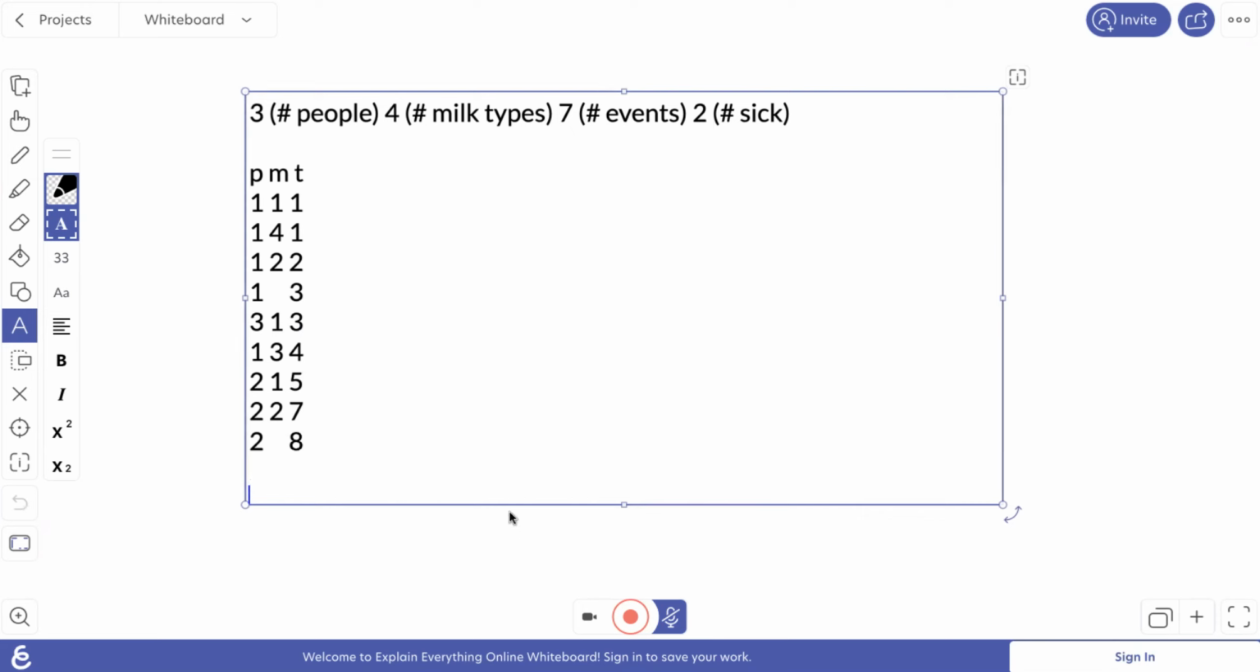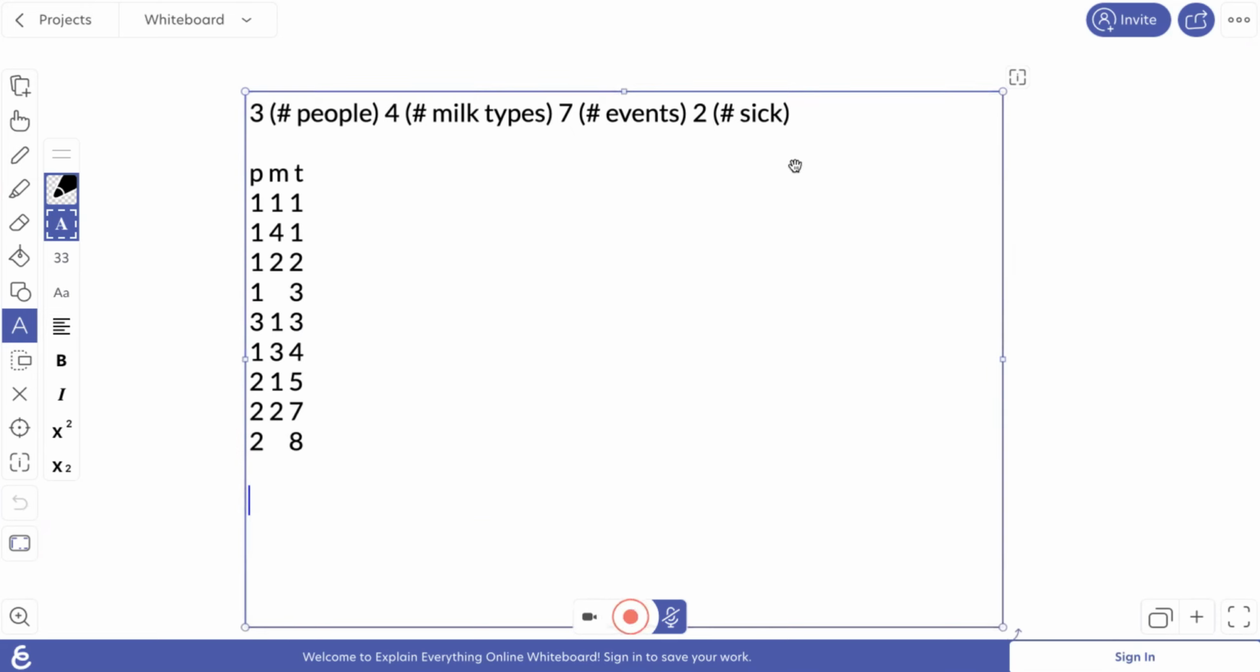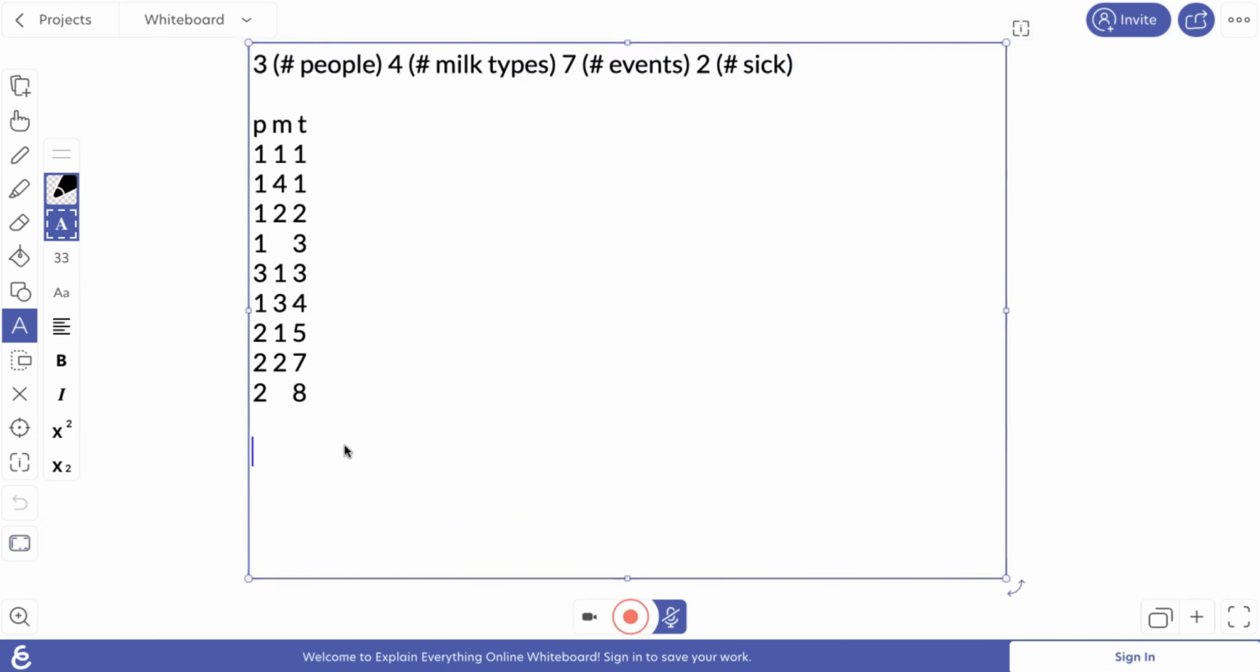So what this information tells us is that the potential types of milk that are contaminated, according to this, is milk number 1, 2, and 4. Because before person 1 got sick at time 3, those 3 milks are what person 1 drank. So they are all possible contaminated milks.